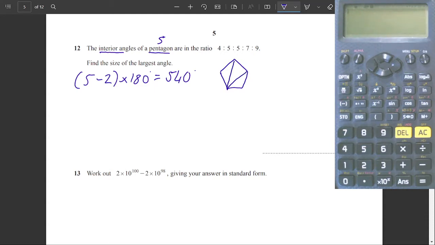3 triangles. Remember, each triangle is 180 degrees. That's why in the end we do 3 times 180. That's where the formula comes from. Okay, so next step is the ratio.